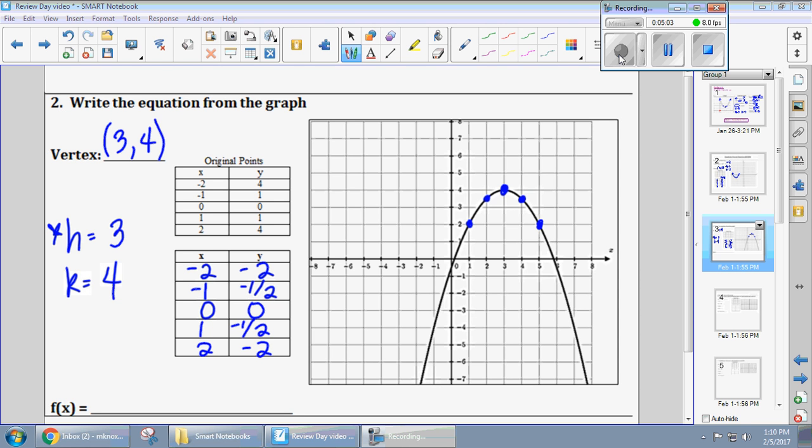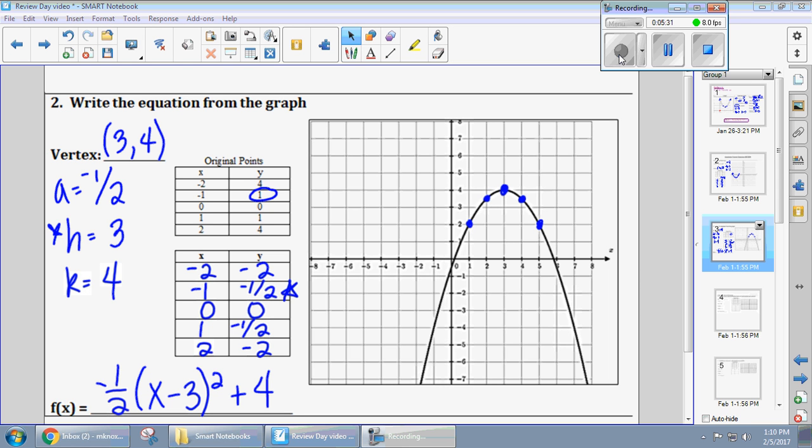So I know that I had to multiply all of these. This is going to give you how your A moves, because here I'm multiplying by 1. So my A equals -1/2. So my equation for this graph is -1/2 times (x minus 3) squared plus 4. So that should get you started. That will help you with number 3 and 4.